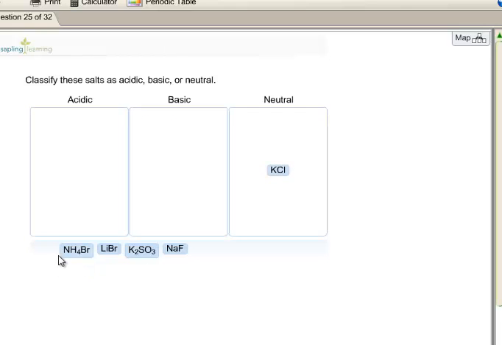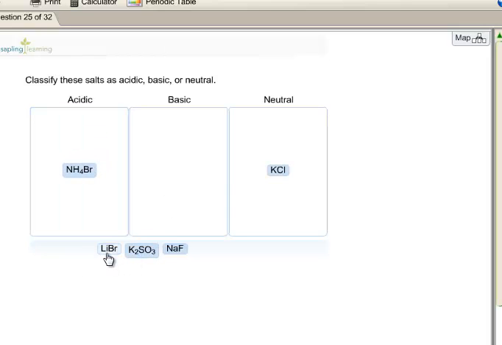Ammonium bromide. Ammonium is a cation, and it's not the conjugate acid of a strong base, so this is going to be acidic. Let's look at bromide. Bromide is the conjugate base of a strong acid, so it will not impact the pH. So ammonium, as a cation, is going to be acidic.